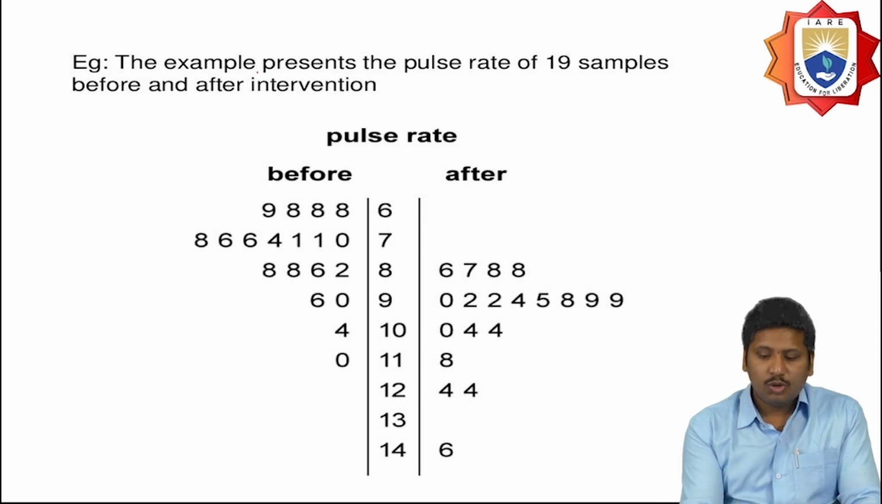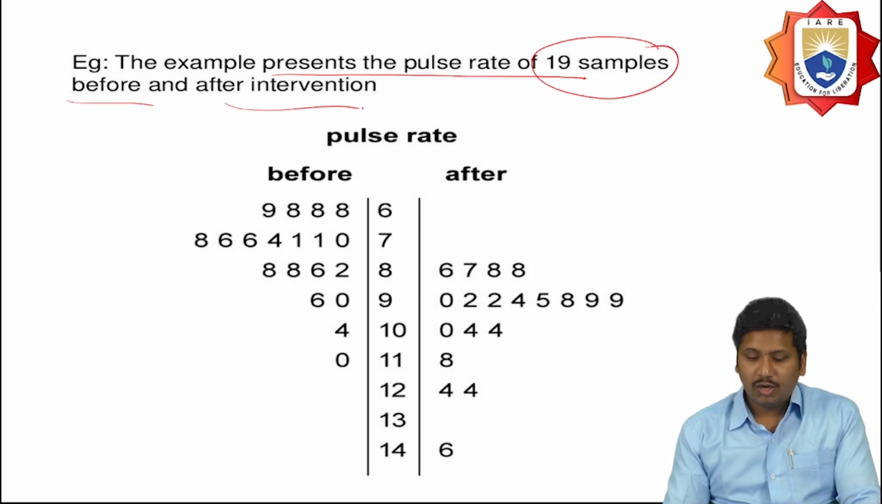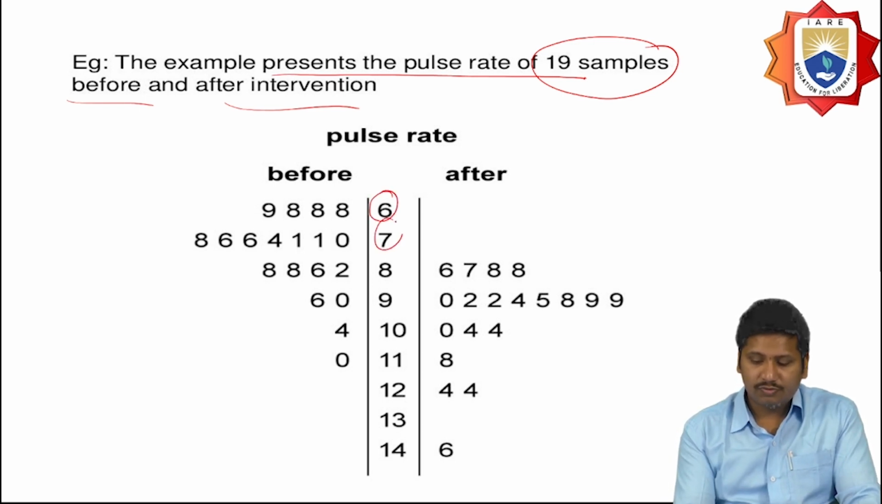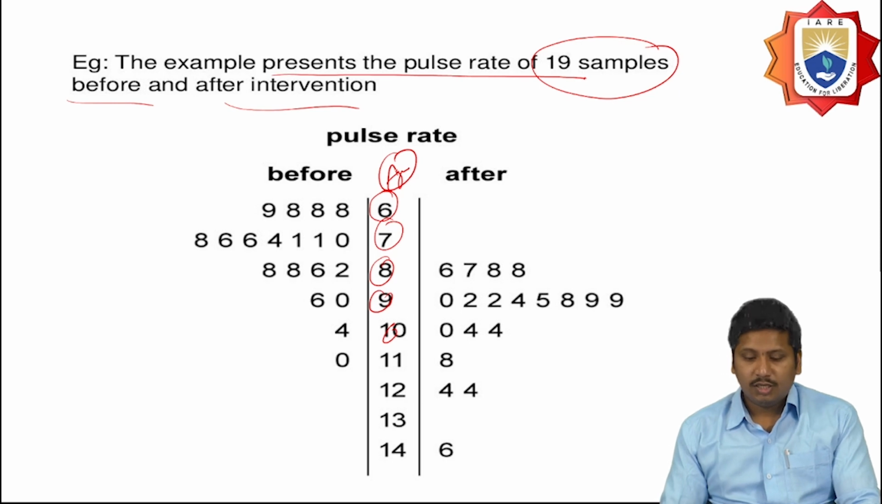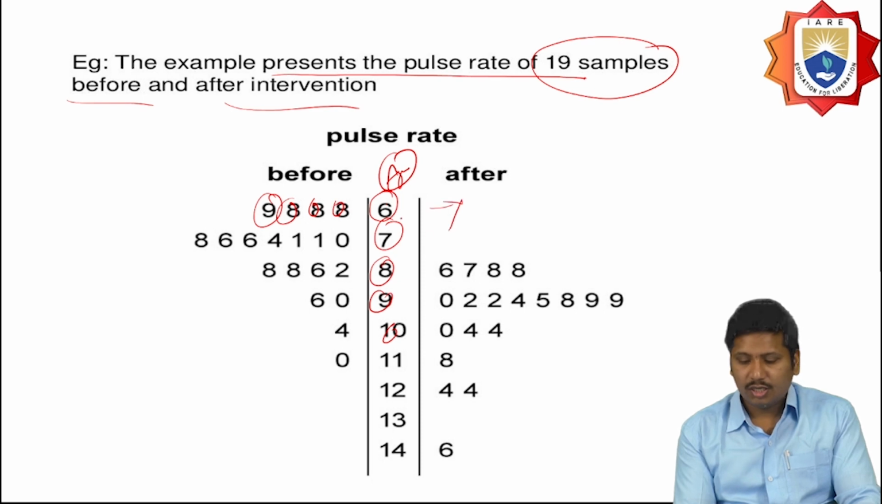So the example presents the pulse rate of 19 samples before and after intervention. So I have to identify 19 samples, right? I can start with ages 6, 7, 9, different ages I'm taking, and I'm going to identify the pulse rate here. So what should be the pulse rate before intervention and after intervention I want. So at the age of 6, the pulse rate will be 988, and after that, same thing, nothing is going to be done.